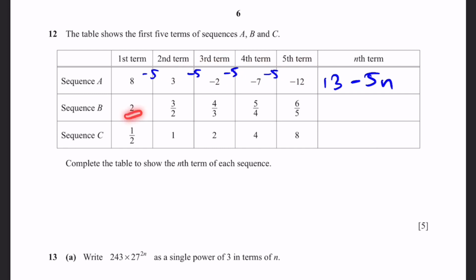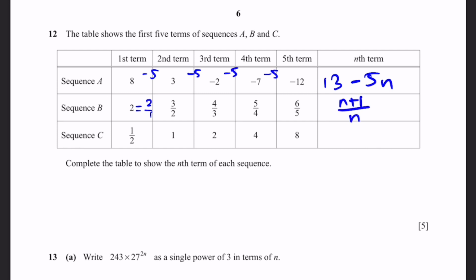Sequence B now. 2, and then 3 by 2, 4 by 3, 5 by 4, 6 by 5. 2 can be written as 2 by 1, right? Now the numerator, add 1. Denominator, also add 1 for every single term. Now, the first term, numerator is 2, which is 1 plus 1. And the denominator is 1, which is the n itself. So, we can write this as n plus 1 by n.